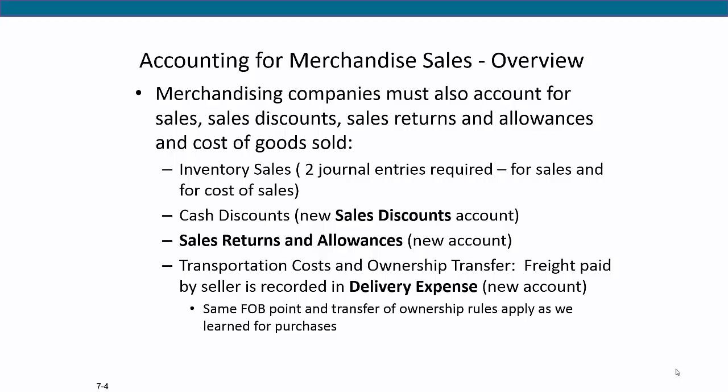When a merchandiser sells the inventory, however, there are new journal entries, and there are 2 new accounts to consider. So a summary of our topics is included in this slide. We look at inventory sales, cash discounts, which has a new sales discount account, returns and allowances, and a delivery expense account for transportation.